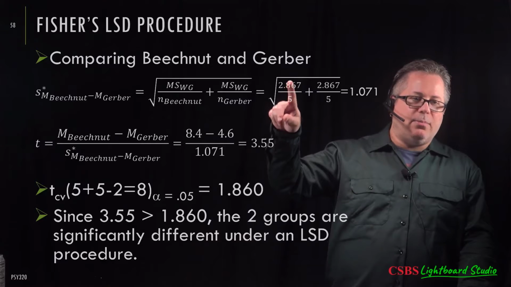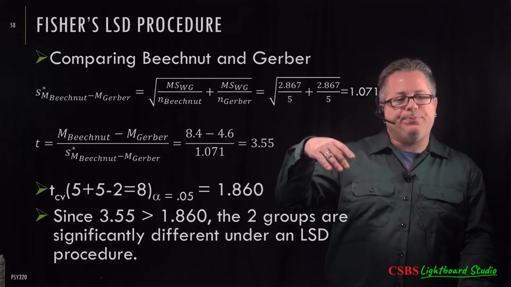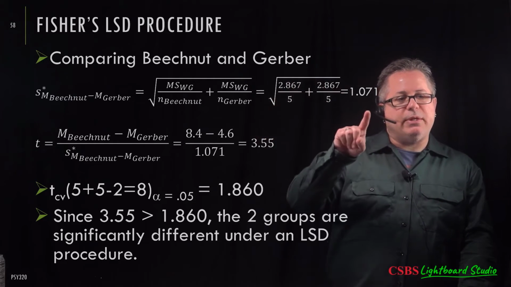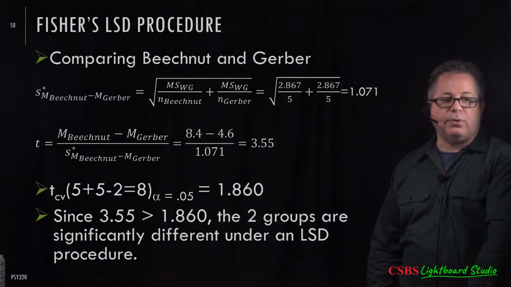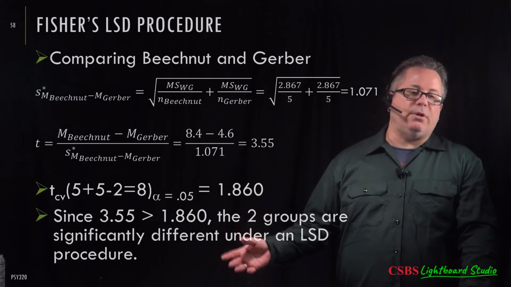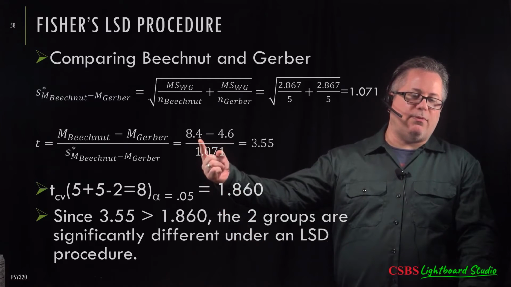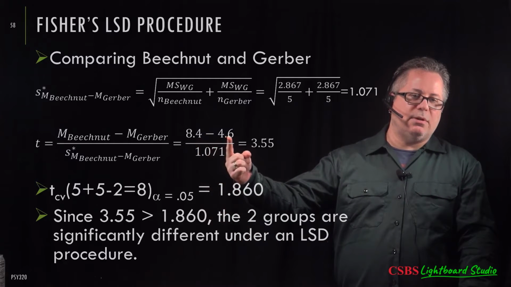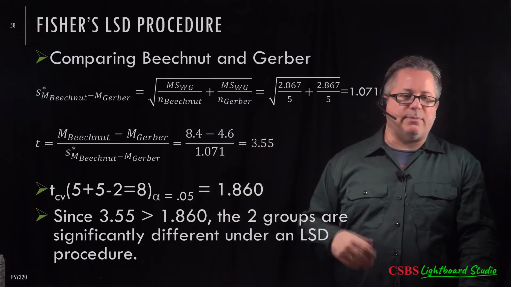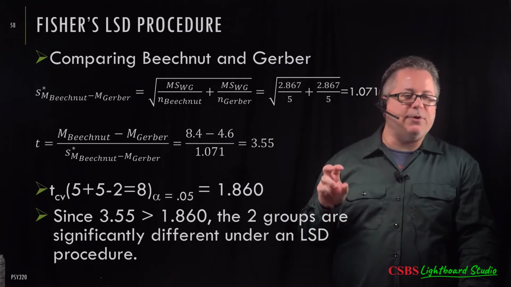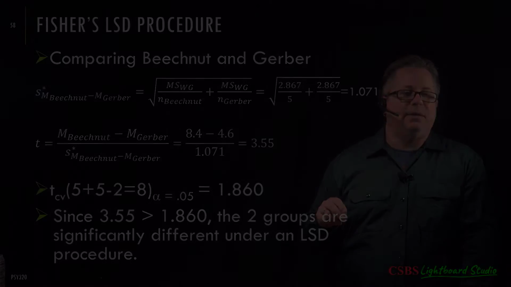So if we plug those in, add them together, take the square root, we get that our standard error of the difference between the 2 means is 1.071. So now all we need to do is subtract the means, 8.4 minus 4.6, and divide by that standard error, and I get a 3.55 is my t value. So this is my sort of Fisher's t.